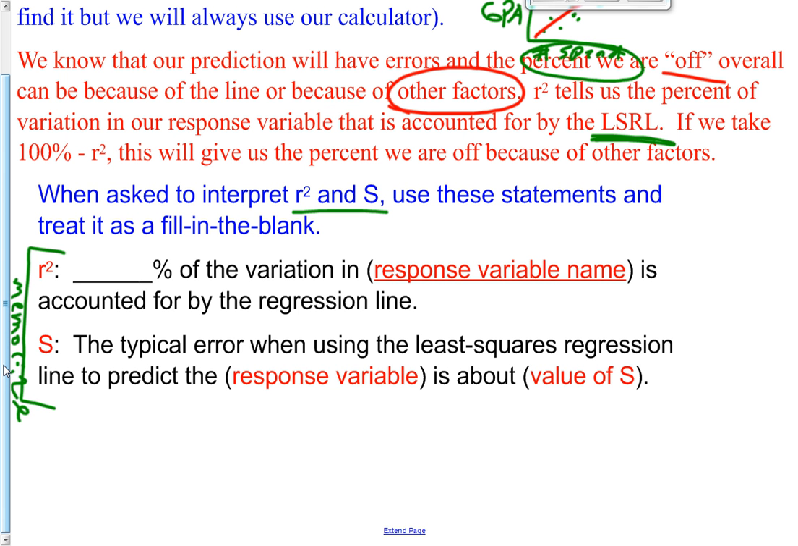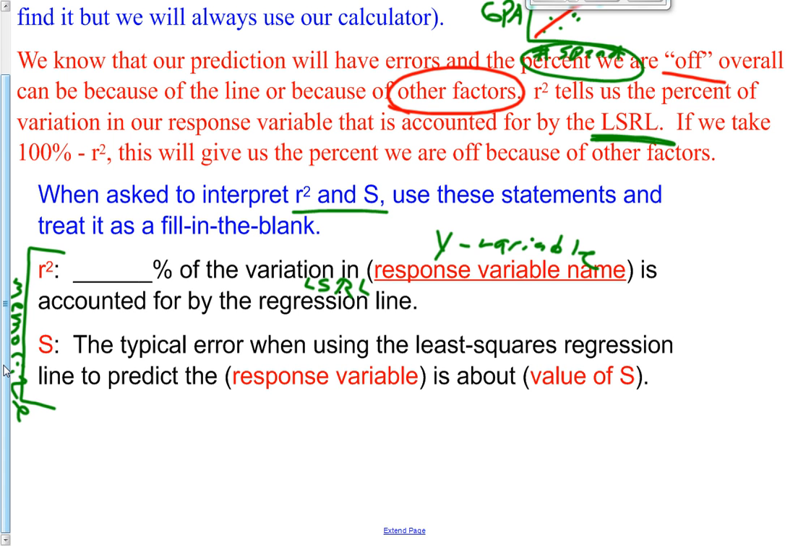So the percent of variation in the response variable, so that's the y variable, that is accounted for by the least square regression line. So we will oftentimes abbreviate this the LSRL, the least square regression line.